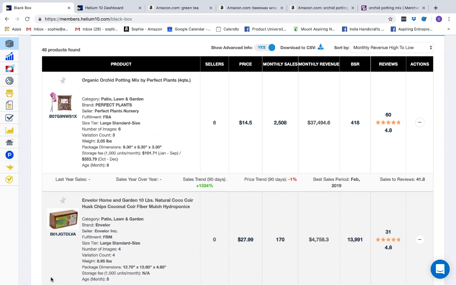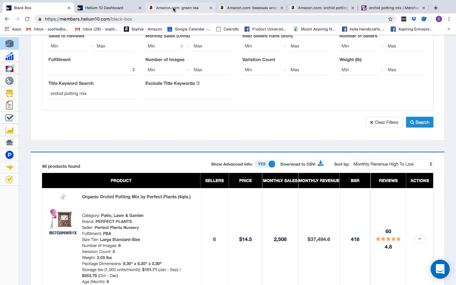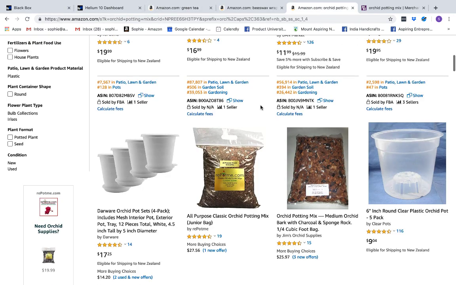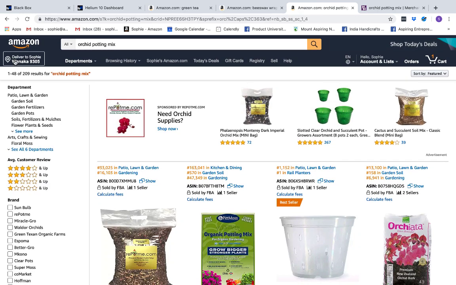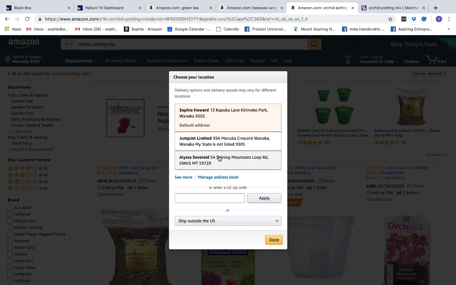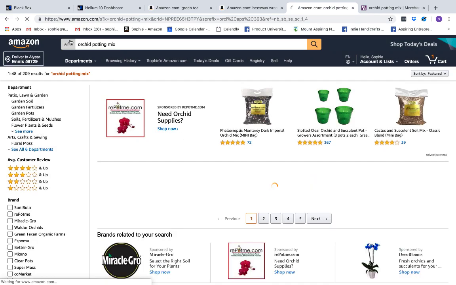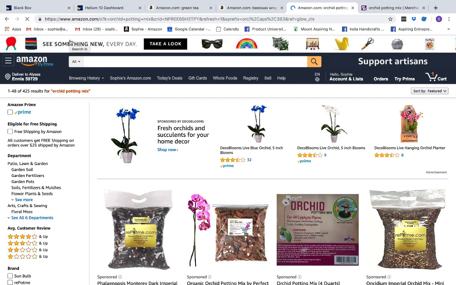So now we want to go and have a look at the level of competition. So say Orchid Potting Mix is still looking pretty interesting. What I'll do now is go over to Amazon and do a search for Orchid Potting Mix. So I need to make sure that the delivery address is to New Zealand. Sorry, not to New Zealand, but to a US address. And then I don't miss anyone out.